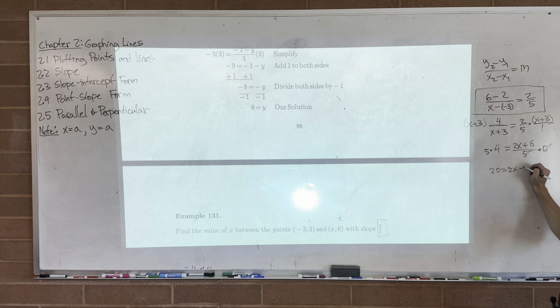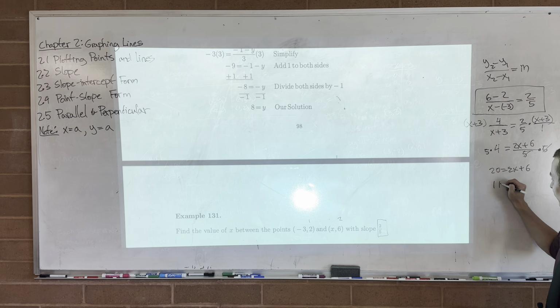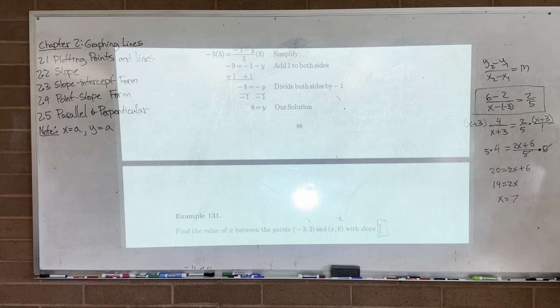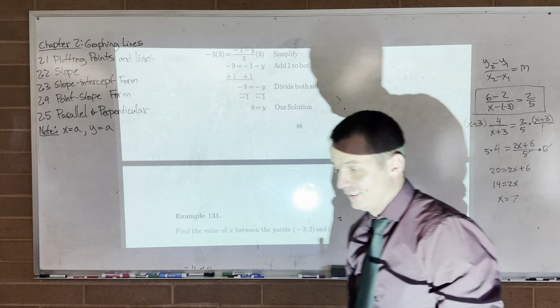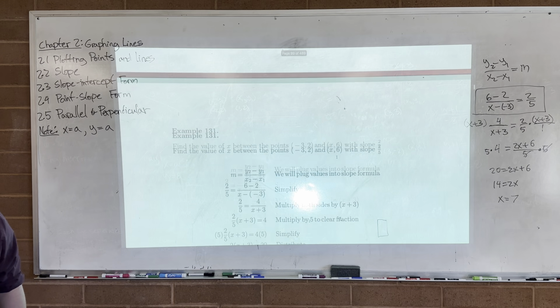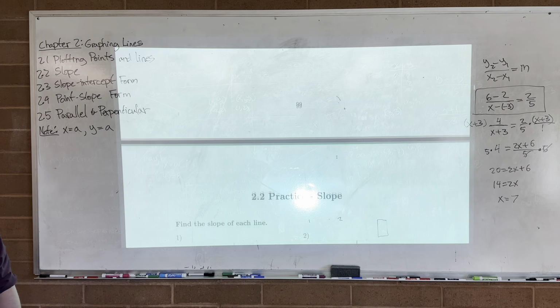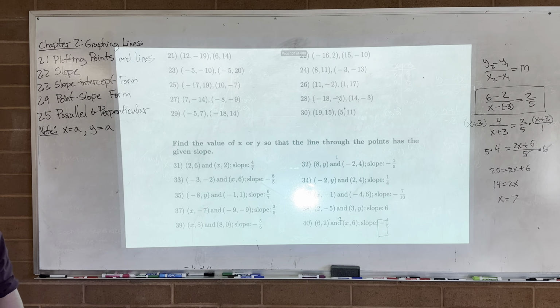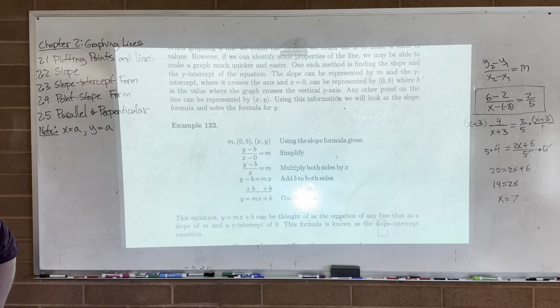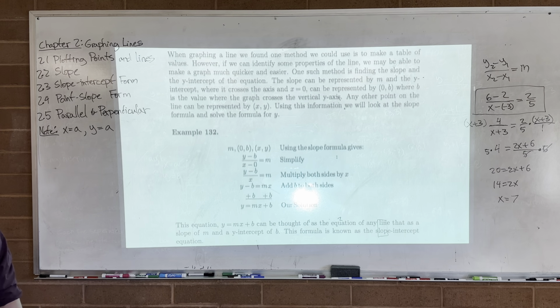Now what do we do? Minus 6. 20 minus 6 is? 14. 14 is equal to 2x, or in other words, x is equal to 7. Good. That wasn't as bad. X equals 7. And there we are. We're done with the whole section. Can't get any easier than that.